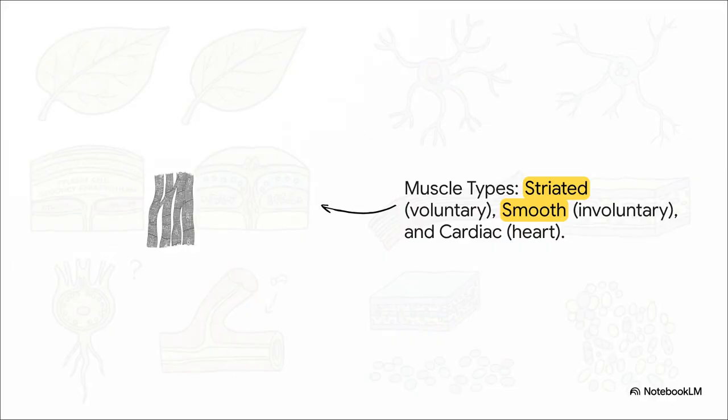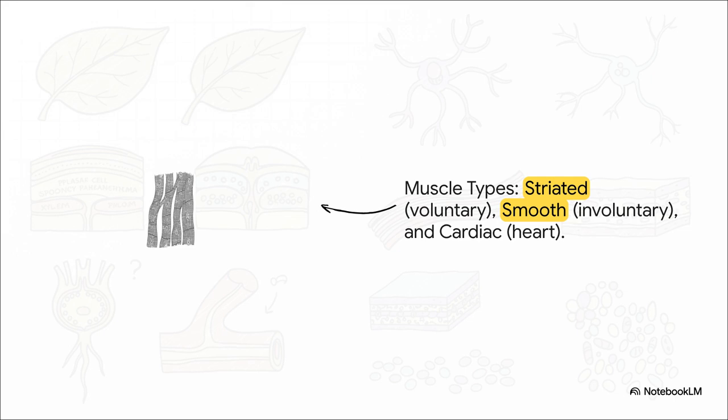Let's look closer at our muscles. We've got 3 types. Striated muscles are the ones you can control, like when you decide to wave your hand. We call them voluntary. Smooth muscles are involuntary. They work on their own. You don't have to think about digesting your food, right? That's smooth muscle at work.